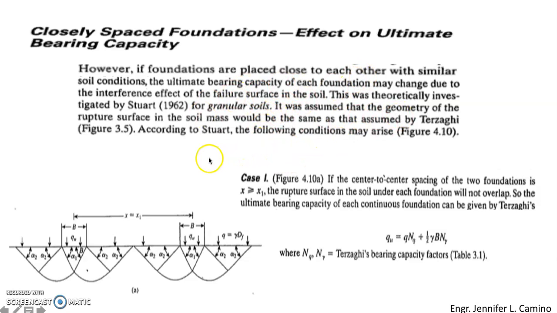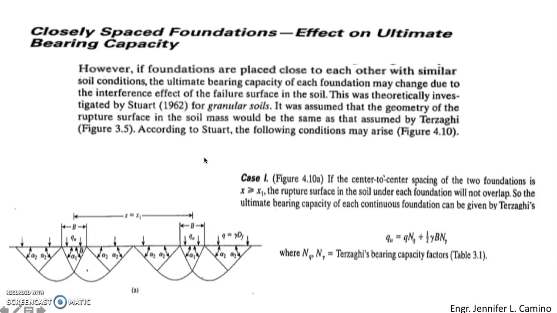So this was investigated by Stuart in 1962, and he used for his theoretical investigation a granular soil. Of course, we know that the granular soil is a coarse grained soil. It can be gravel, sand, or silt. There is little or no presence of clay. So we make use of that type of soil. However, based on the assumption by Terzaghi, he assumed that the geometry of the rupture surface in the soil mass would be the same for the closely spaced foundation.